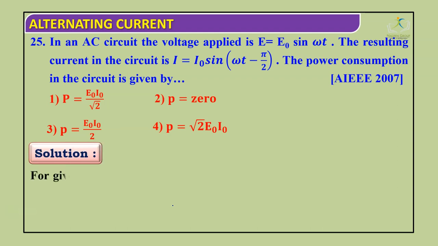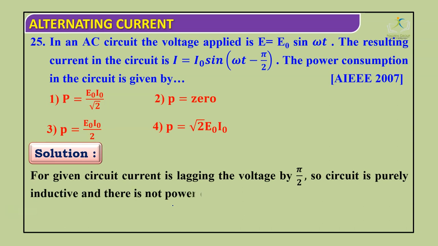So the solution which we have: in the given circuit the current is lagging the voltage by pi by 2, so the circuit is purely inductive and there is no power consumption in the circuit. That's why P will be 0.